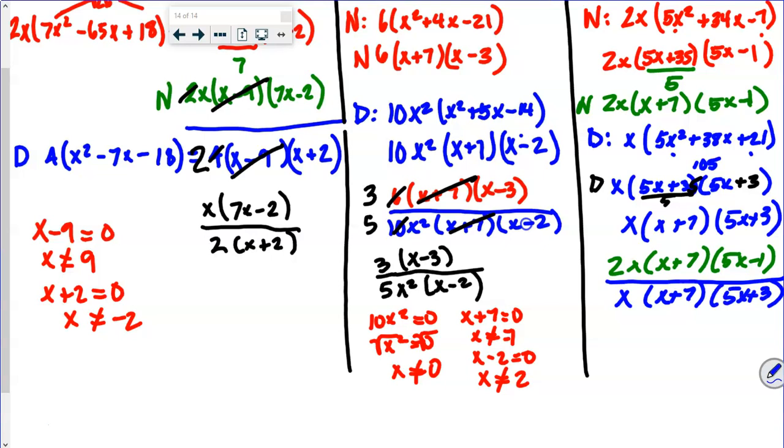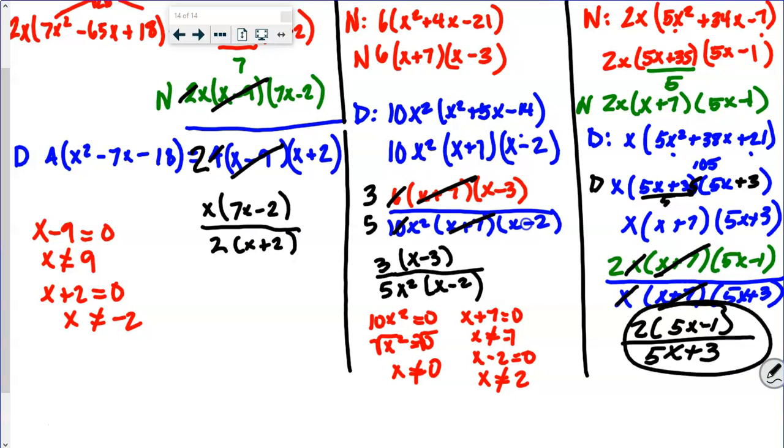So where do we have common factors that we can go ahead and mark out? We have an x and an x. We have the x plus 7 and the x plus 7. So this gives us 2 times 5x minus 1 over 5x plus 3. That's our answer right there.